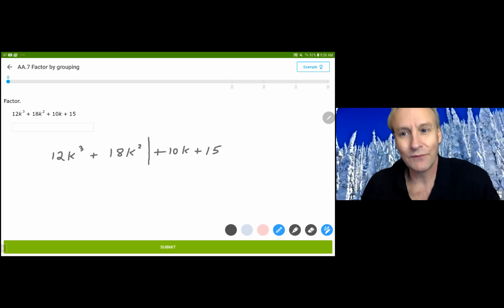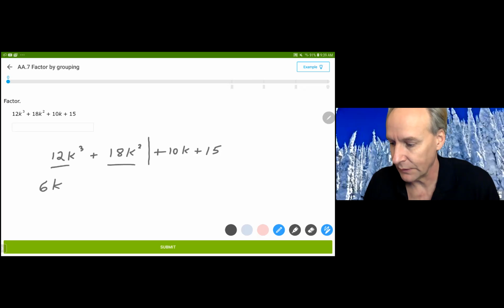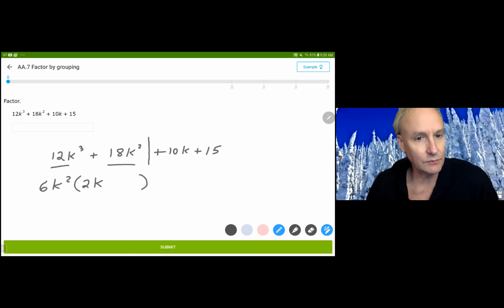And I'm going to look for a common factor for this pair. The common factor here is 6k squared. There's a 6 in both and a k squared in both. If you don't know how to find a greatest common factor, go back to the first section of this, where we talk about it. So 6k squared. I'm going to take that 6k squared out. This is undistributing. So what do I have to multiply by 6k squared to get 12k cubed? Well, I need a 2k, don't I? And 6 times 2 is 12, and k squared times k is k cubed.